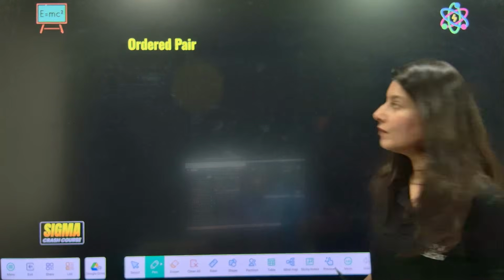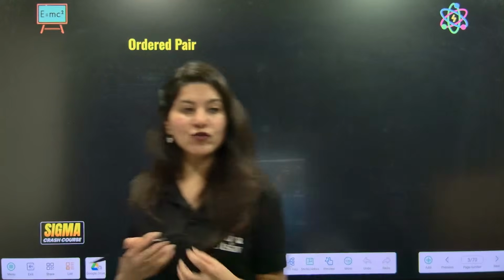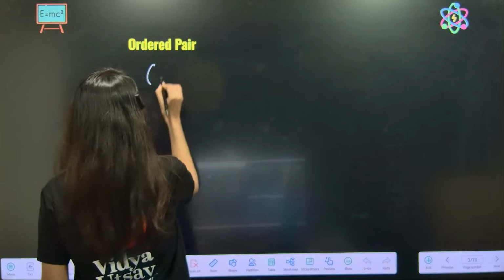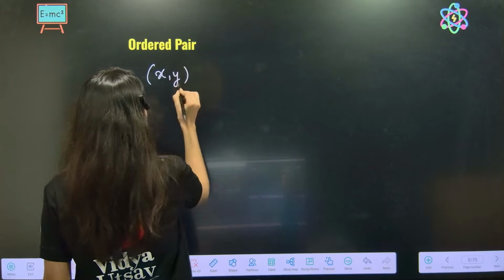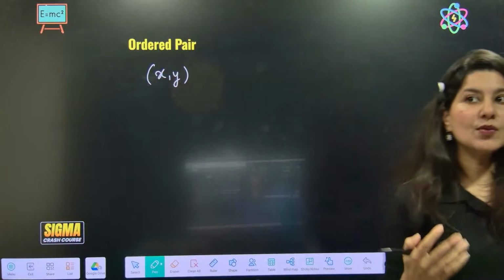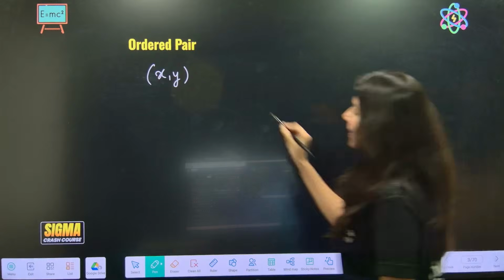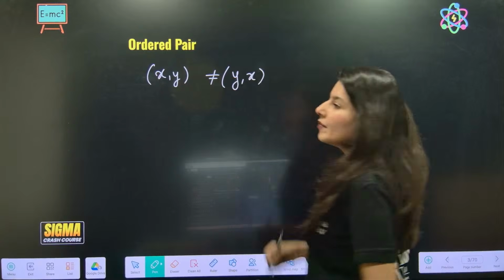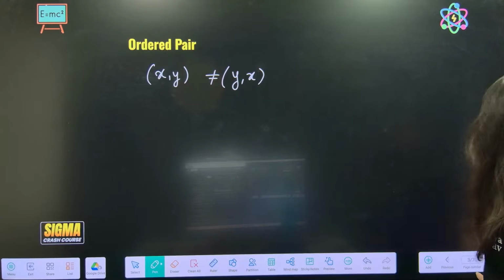Okay. Yes, Soham. Ordered pair. We have to understand some terminologies. To understand relation, let's understand some terminologies. Ordered pair means what? Suppose x comma y. Ordered pair, order, that means sequence matters. That's why we call it ordered pair. Understand, x comma y is not equal to y comma x. So there are two elements in an ordered pair. I hope you know this term, ordered pair.